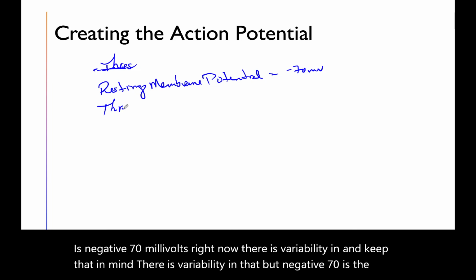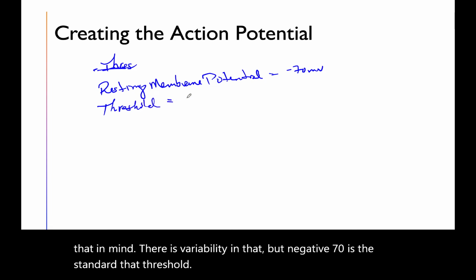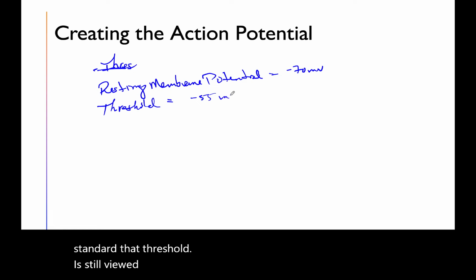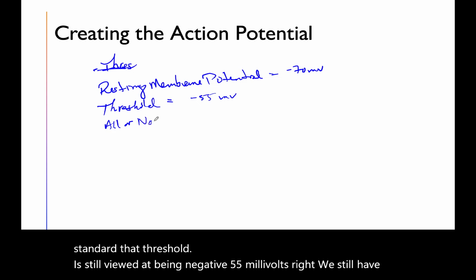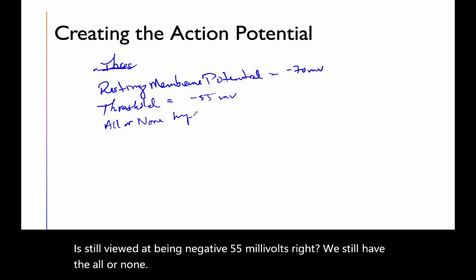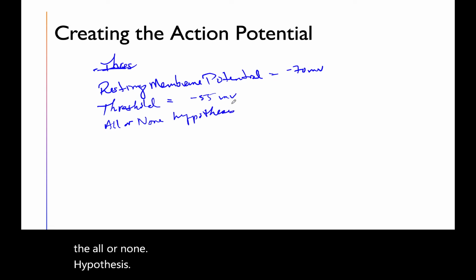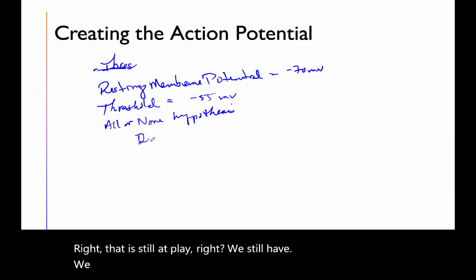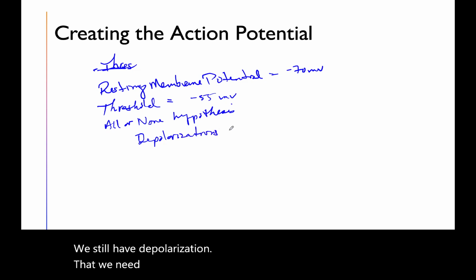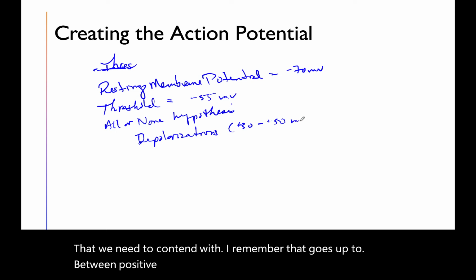That threshold is still viewed as being negative 55 millivolts. We still have the all or none hypothesis. That is still at play. We still have depolarization that we need to contend with. Remember that goes up to between positive 30 and positive 50 millivolts.